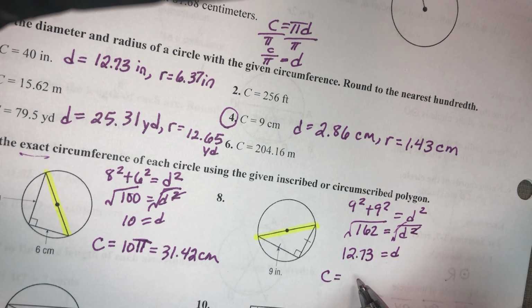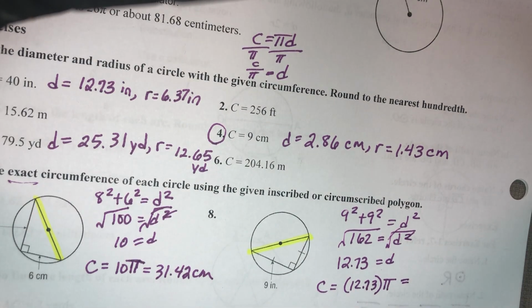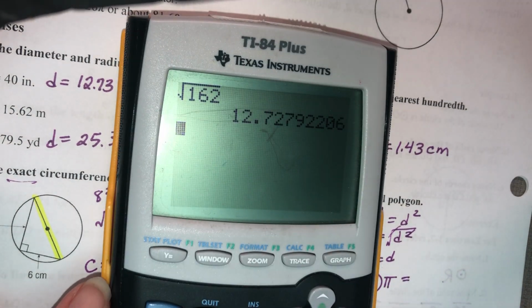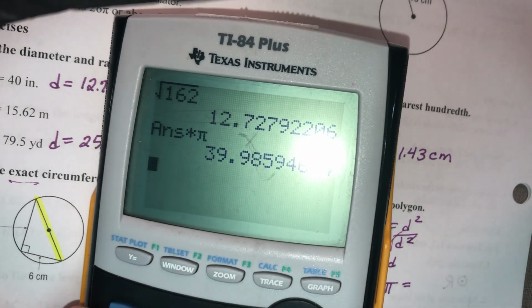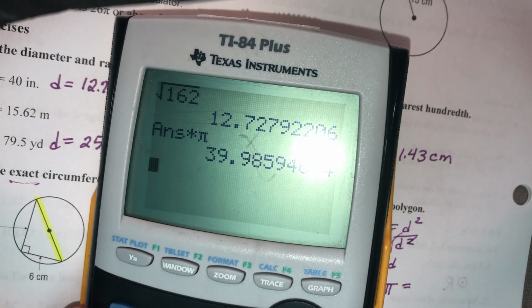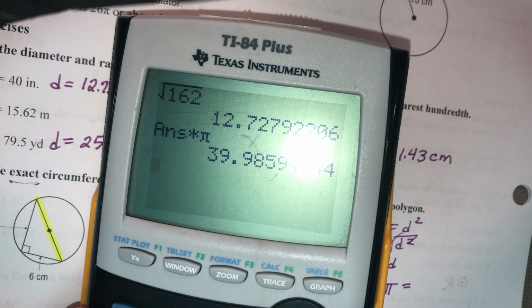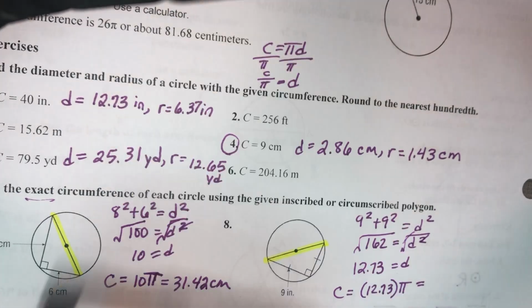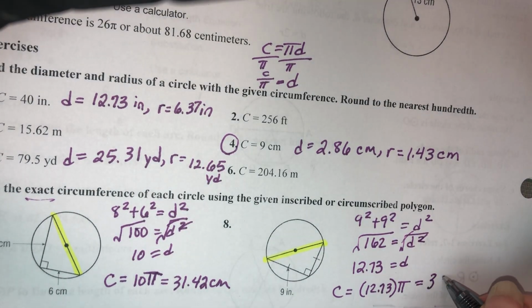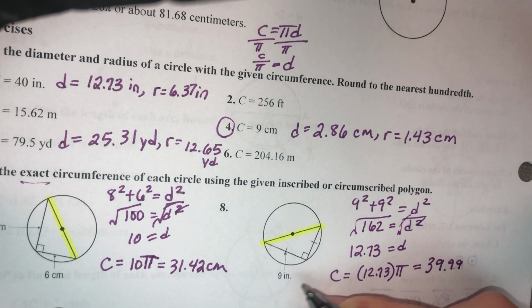So the circumference is pi times diameter, so it's 12.73 times pi, or we can just go times pi in the calculator, and it gives us 39.985, which would round to 39.99. And the units are inches.